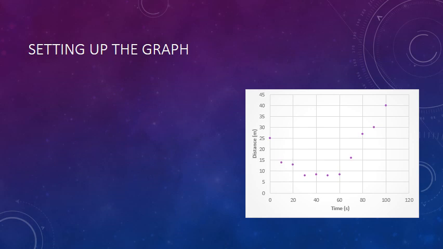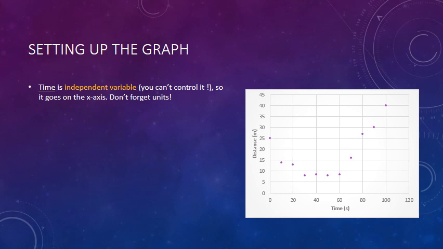We're going to start with the process of setting up a graph. So let's say you and a classmate went outside and you collected data on that classmate's position as they moved around over the course of a few minutes. If time is being graphed, time is always the independent variable. And this is because you can't control it. Time is always moving forward.